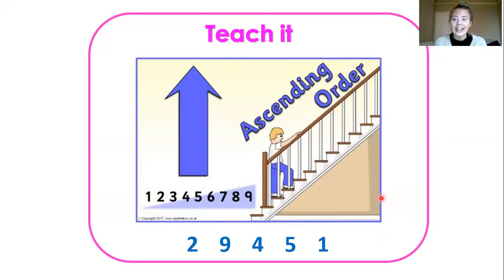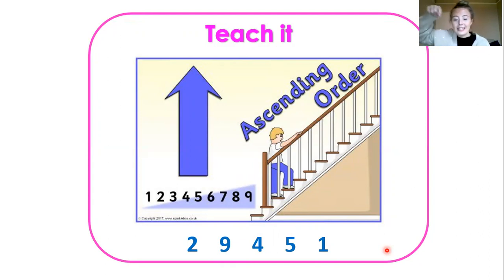Well, hopefully you did that nice and speedily and started with the smallest number. So our smallest number is 1. And then we've got 2, then 4, then 5, then 9. Brilliant. So 1 is our smallest number, and we ended with 9, which is our largest number. Brilliant. So if that's ascending order, what does this descending order mean?